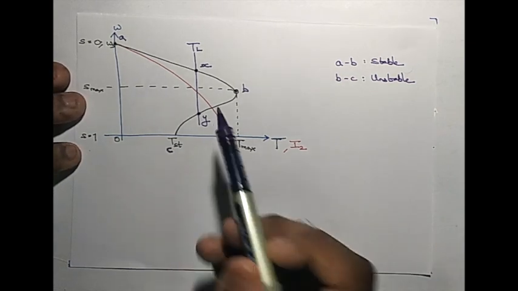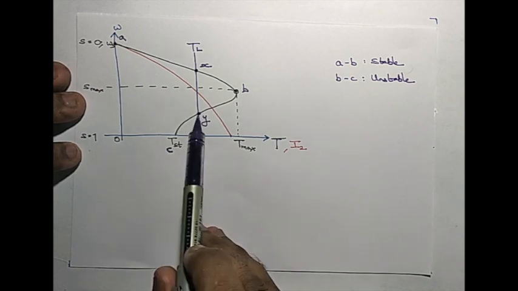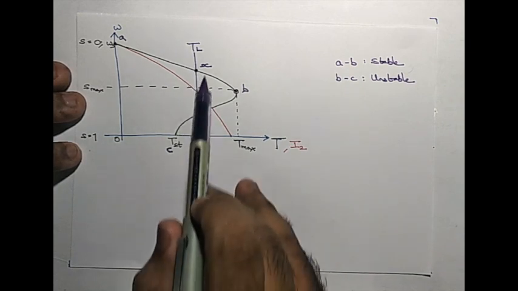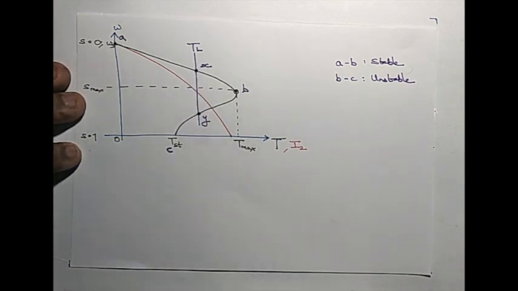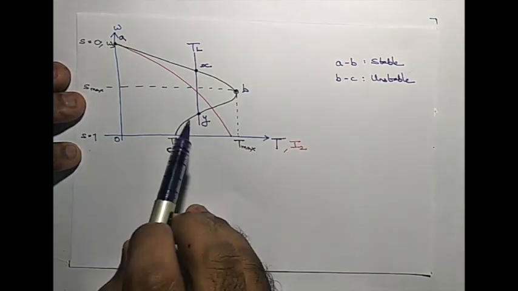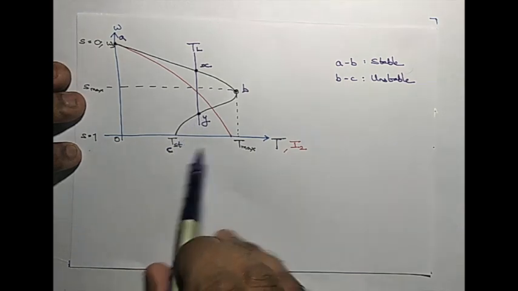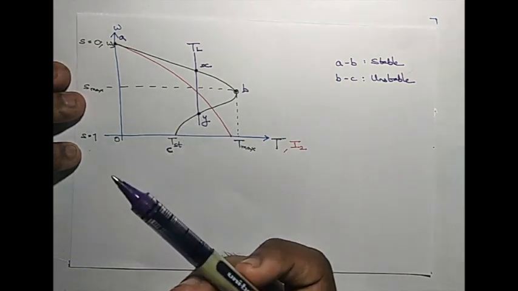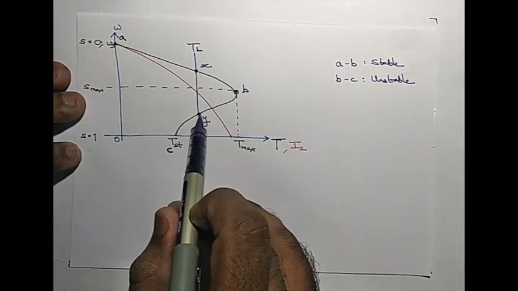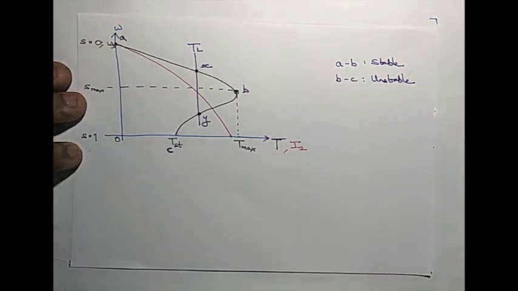Now I think you already know how to analyze why this point is stable and why this point is unstable. But I'm not going into the details of that. Just give a small disturbance to each of these operating points and see, once the disturbance is removed, is it going back to the same point or is it going to some other point.